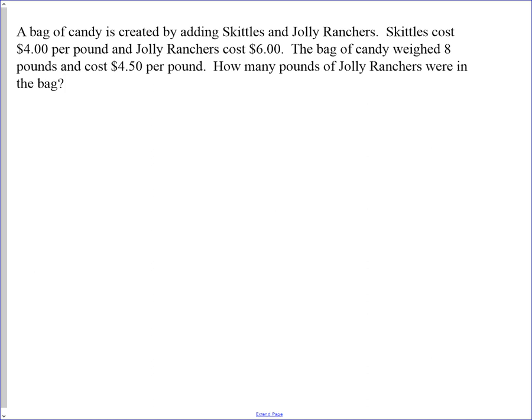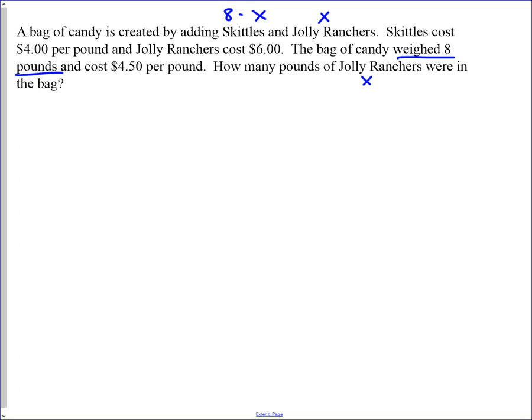So in this case, it says how many pounds of Jolly Ranchers are being used. So we'll just start by letting that be our variable. Now you could also say that Y is the number of Skittles used, and you can solve this problem that way. But it's actually easier to recognize that if we're using a total of 8 pounds and Jolly Ranchers is X, then Skittles is just 8 minus however many pounds Jolly Ranchers is. So here's how it works.